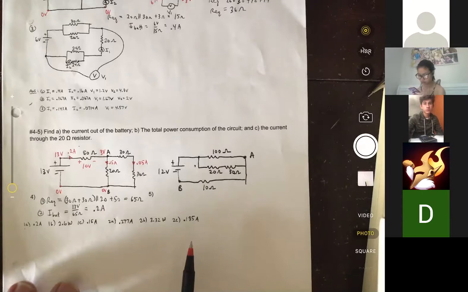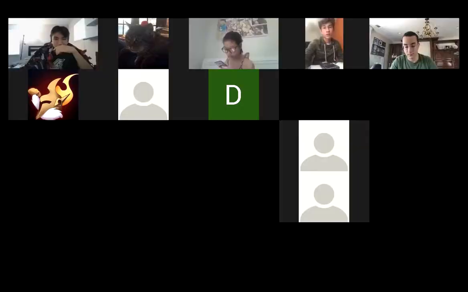Oops, wait a second. I lost my screen. Okay, let me see. Did I lose it for good? Do I have to redo the screen share? Yeah, it looks like I'm gonna have to redo the screen share. Just a second.